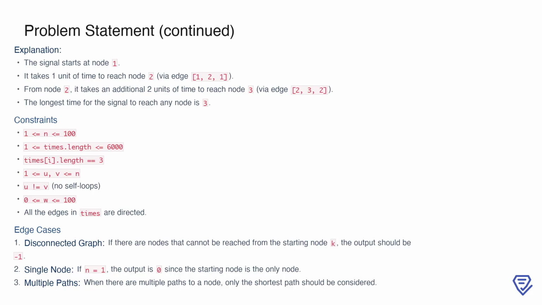In one more example, let's say n equals 3, the edges are [1,2,1], [2,3,2], and the starting node is k equals 1. The signal starts at node 1 and takes 1 unit of time to reach node 2 via the edge [1,2,1]. From node 2, it takes an additional 2 units of time to reach node 3 via the edge [2,3,2]. The longest time it takes for the signal to reach any node in this case is 3, so the output is 3.